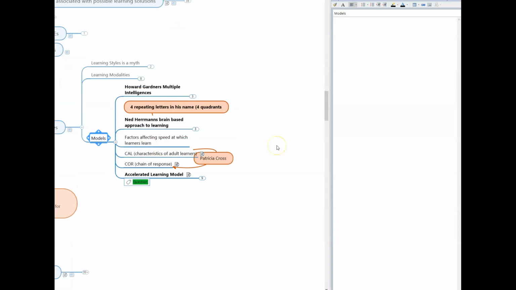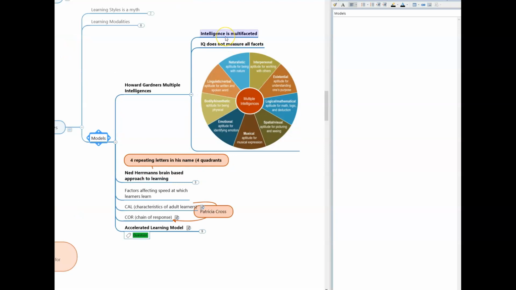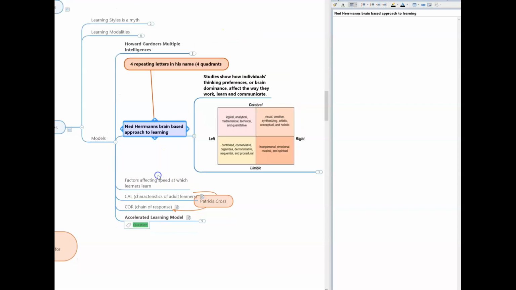And then finally, the models. There is Howard Gardner's multiple intelligence model, that intelligence is multifaceted and IQ does not measure all those facets. Ned Herrmann's brain-based approach to learning. Again, Herrmann, 2 R's and 2 N's. There are 4 quadrants: the left, the right, the cerebral, and the limbic. It studies how individuals' thinking preferences or brain dominance affect the way that they work, learn, and communicate. Factors leading to speed at which learners learn.